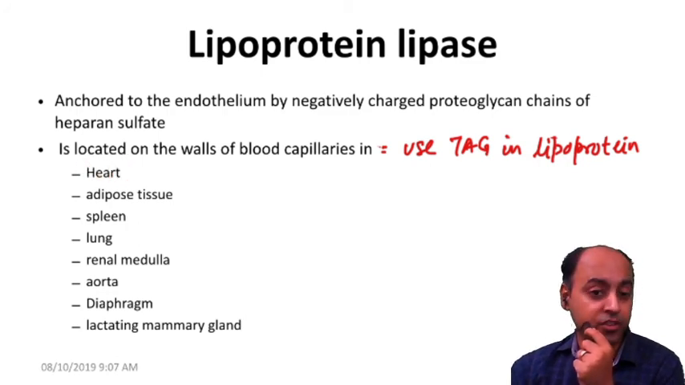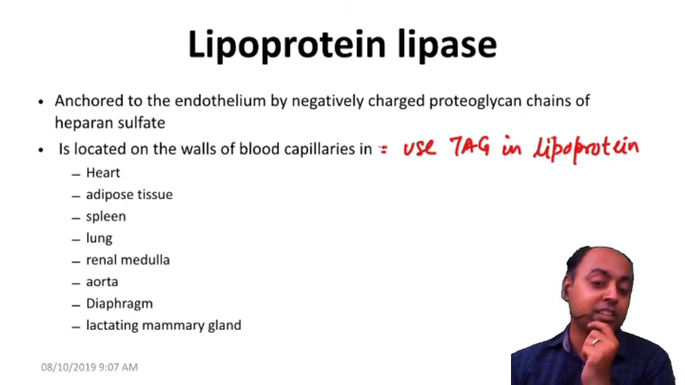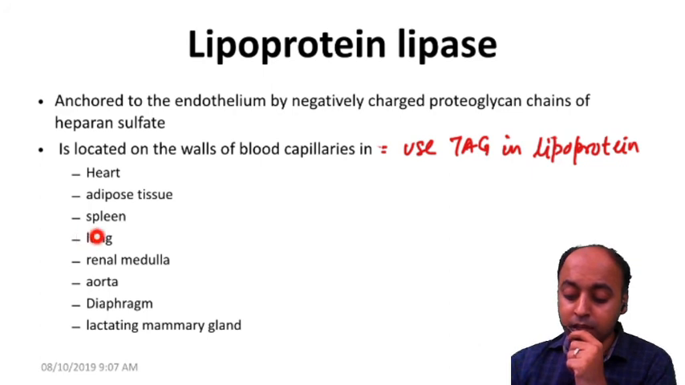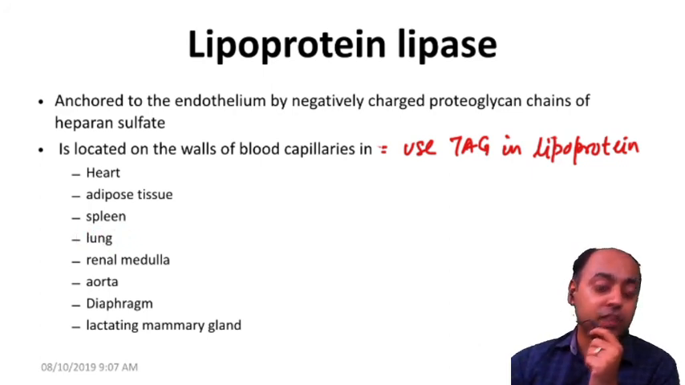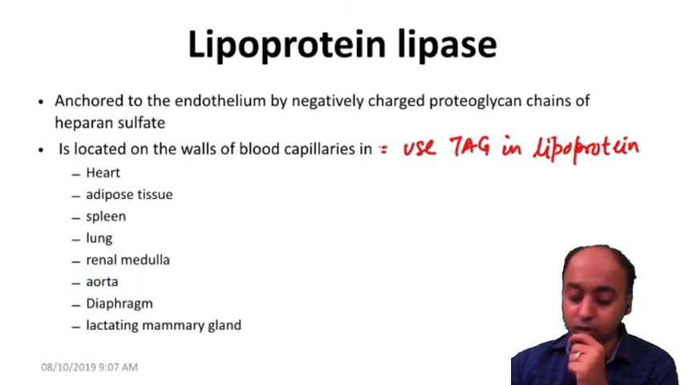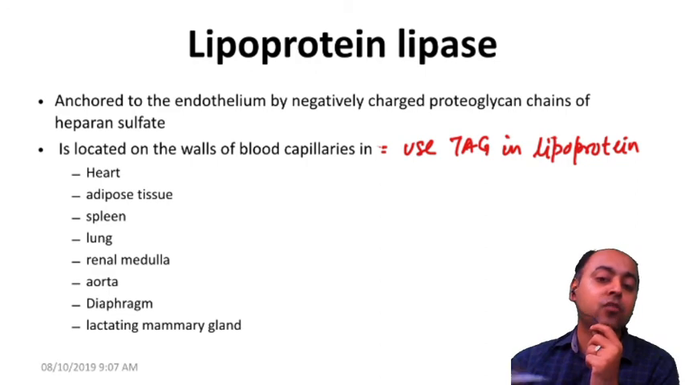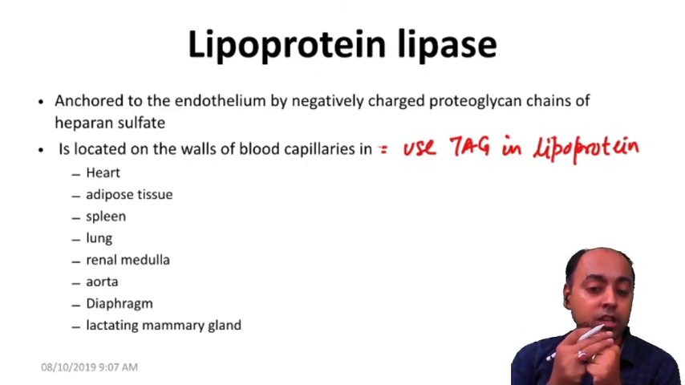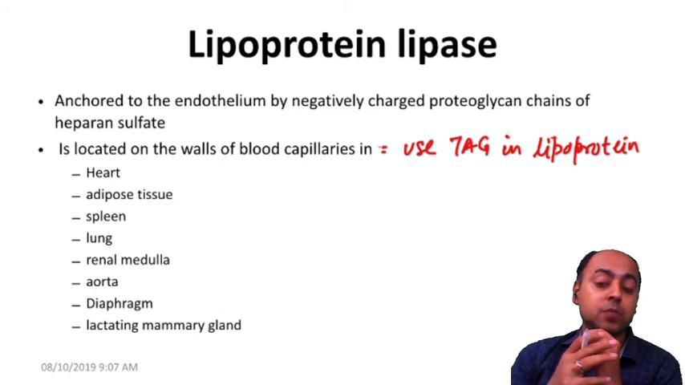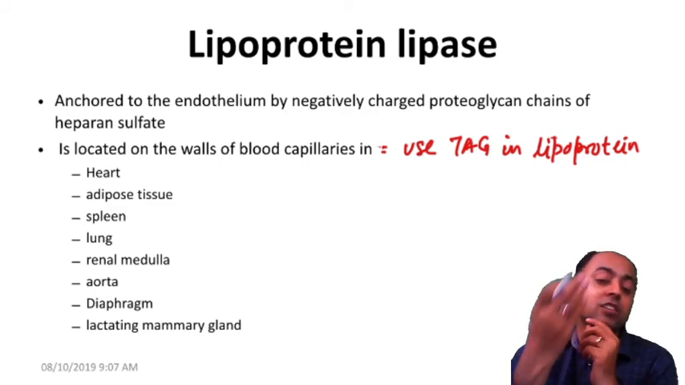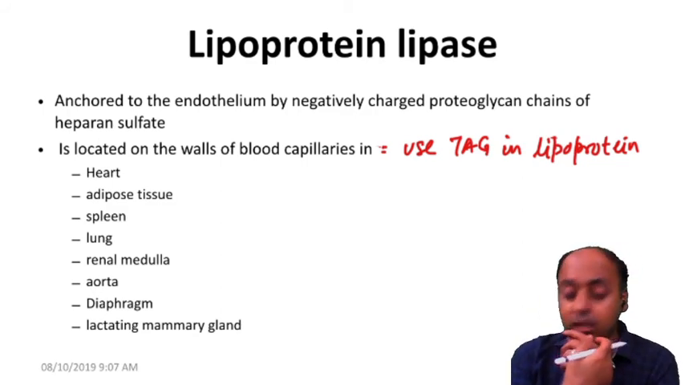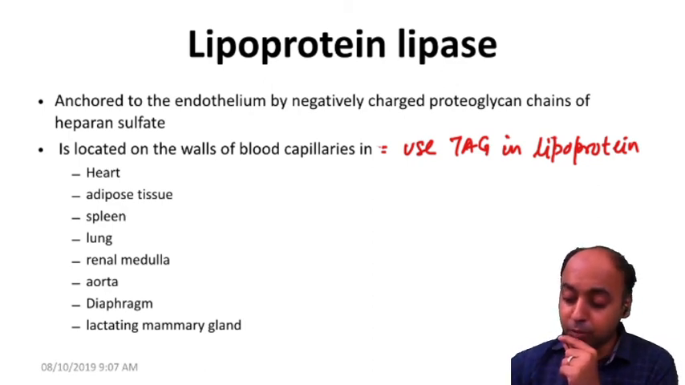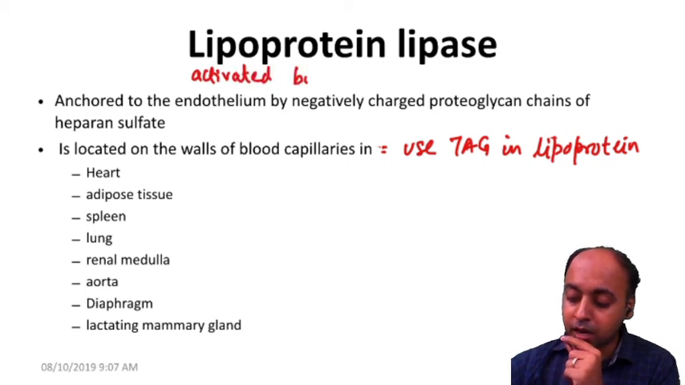It prefers to use the free fatty acid. Adipose tissue will take up the free fatty acid for storage. The spleen for various components. The lung for making the various lipoproteins like the surfactant. The renal medulla again for making the various molecules. Aorta again as a fuel. Diaphragm as a fuel. Lactating mammary gland for converting into the lipid for the milk. So these are some of the tissues which make use of the triglycerol in the lipoprotein, whether it is coming from the VLDL or it is coming from the chylomicron. Remember, the lipoprotein lipase is activated by ApoC2.